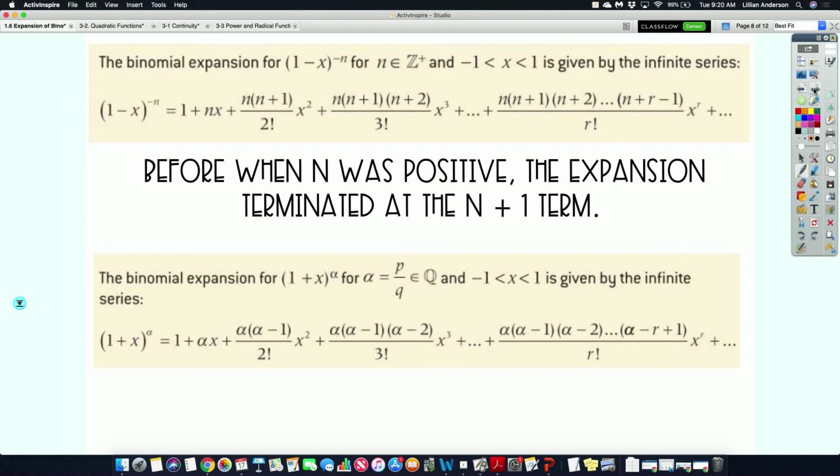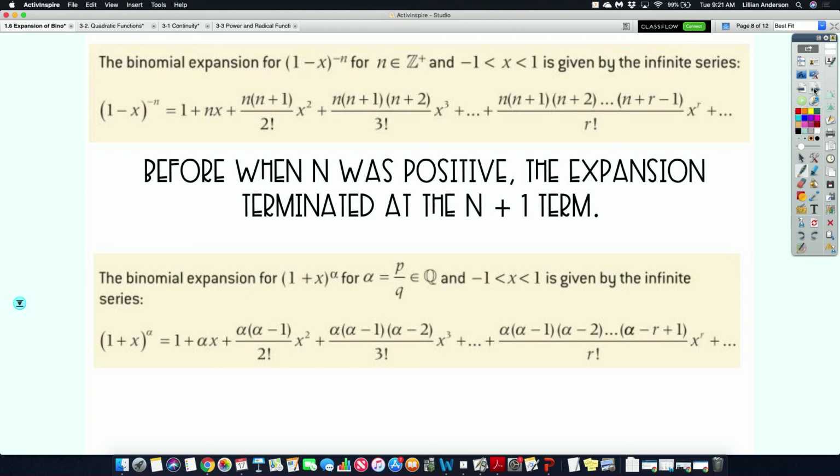It really isn't. But the binomial expansion for 1 minus x to the negative n power, where n is an element of the positive integers and x is between negative 1 and 1, is given by the infinite series. In other words, this binomial expansion is not going to end when you're dealing with a negative exponent. Look at me and listen to me first. I'll give you some time to write down the formula. With these types of binomial expansions, they are not going to end. They are part of an infinite series.